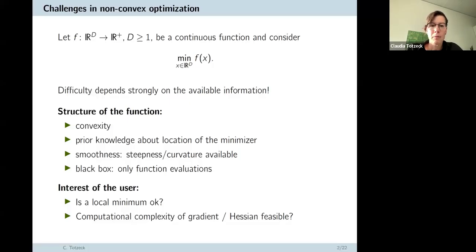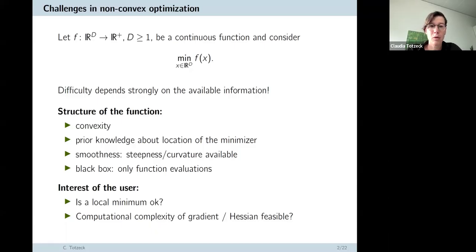And now the difficulty of this problem depends strongly on the information available, or what you want in the end from your solution. So one perspective you can take is what is the structure of the function. Of course, if you have convexity, it's a lot easier. If you have prior knowledge about the location of the minimizer, then you can give a sophisticated start point and maybe help the algorithm a bit. If you have smoothness and can go even to derivatives, it gives you additional information. Or, as we just heard, it's also interesting to just consider a black box, so you can have evaluations but nothing else, and then it can be a bit more difficult.